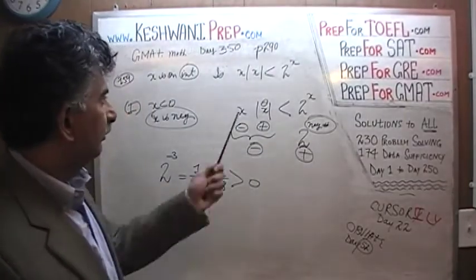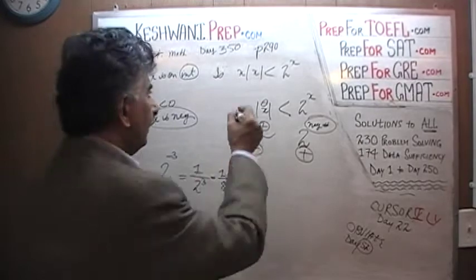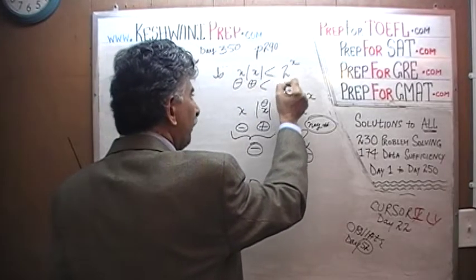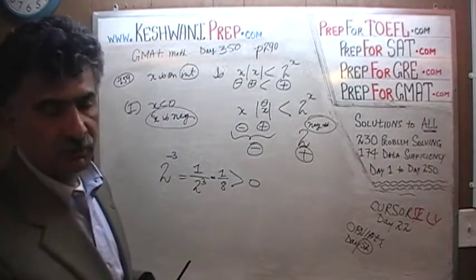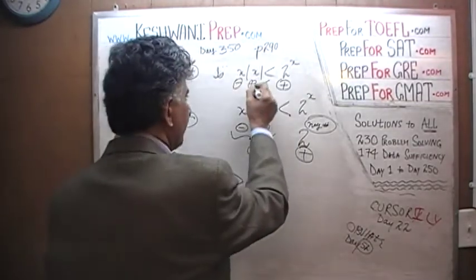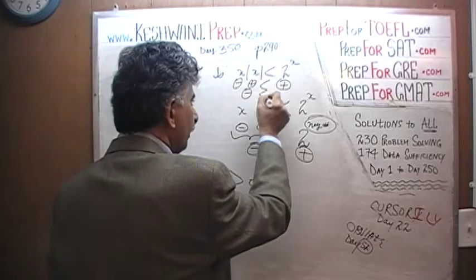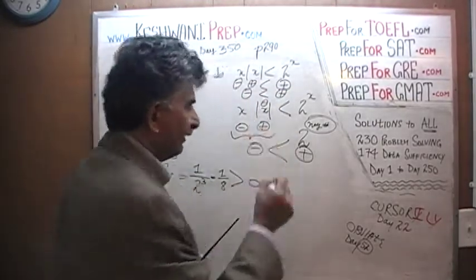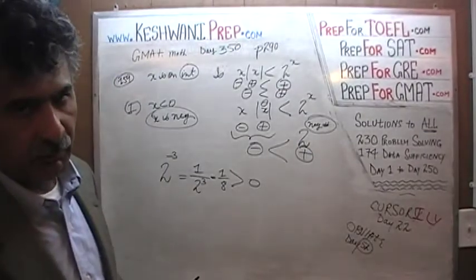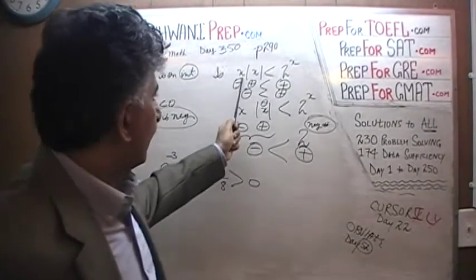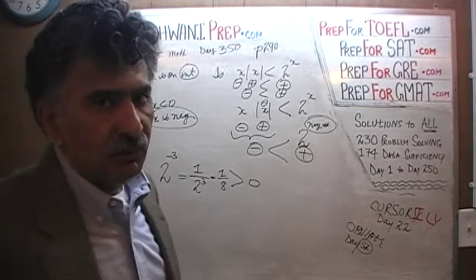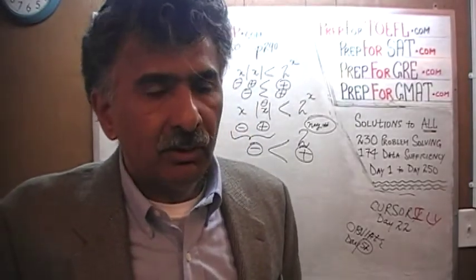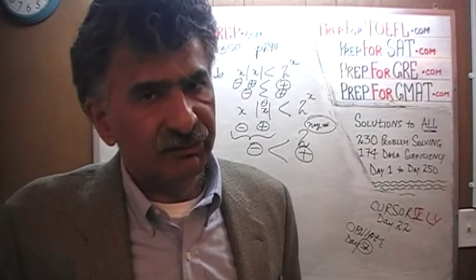Are we able to answer the question? Is a negative times a positive less than a positive? The answer, of course, is yes, because negative times positive is negative, and a negative quantity will always be less than some positive quantity. We are able to answer the question. The question was, is the product of x and the absolute value of x less than 2 raised to x? The answer is yes, it is less than.